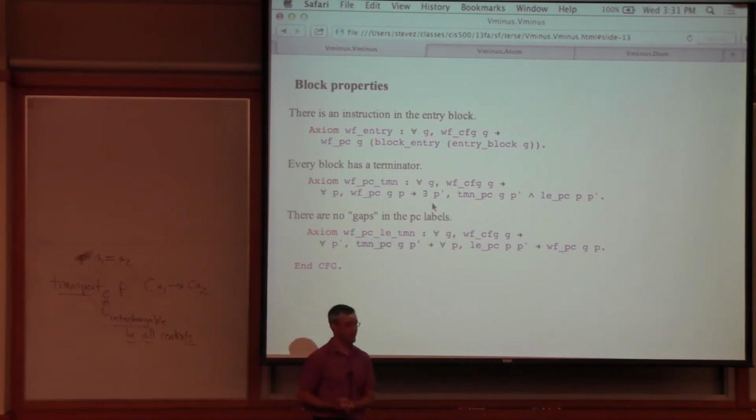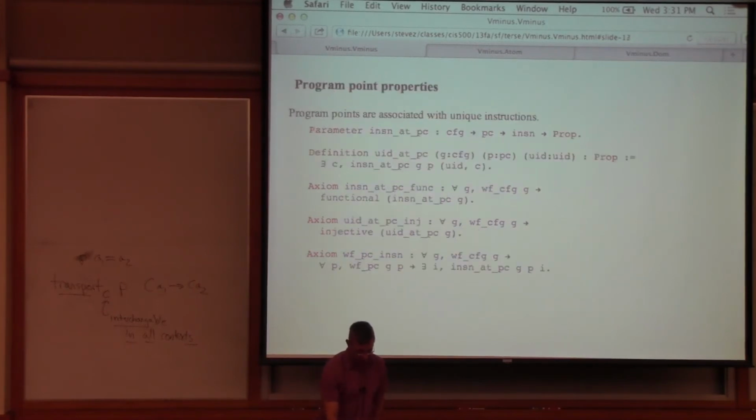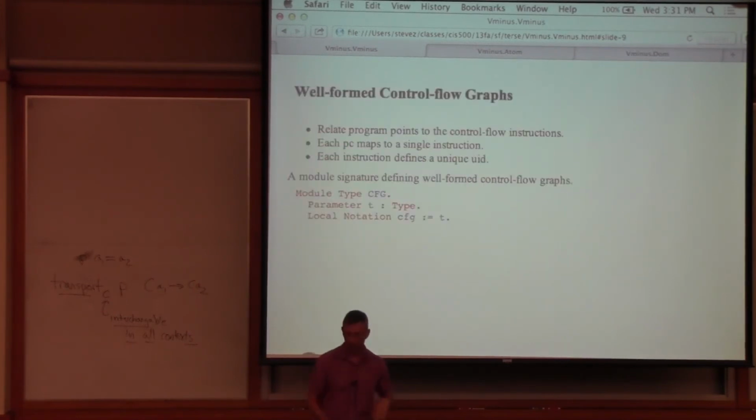Yeah? So what is CFG? Was it a module? So CFG is a module. It's actually a module signature, so a module type CFG. So this is just giving the spec of any implementation of control flow graphs. So an implementation should give an implementation for all these axioms.